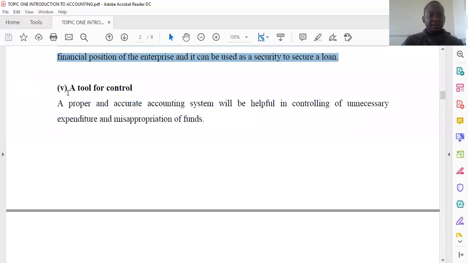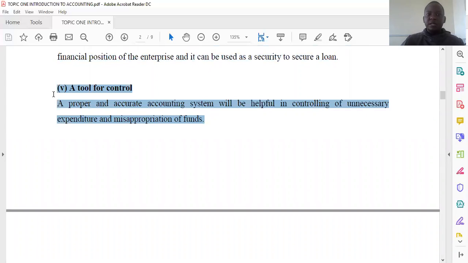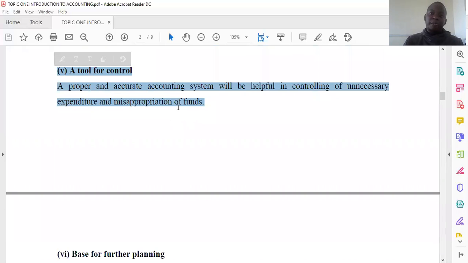And then another function or objective of accounting is a tool for control. I know you are doing principles of management, and you will be managers in future. So control is one of the functions of a manager. And what does control mean? Control means to realign yourself or the organization towards your objectives. So the question is, are you meeting the objectives that you intend to achieve? In that case, you are doing a control.